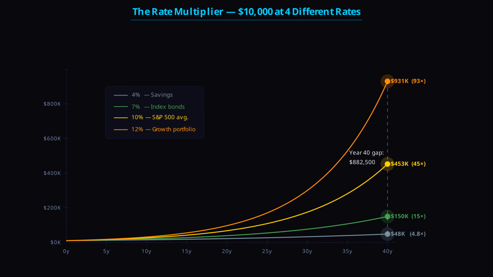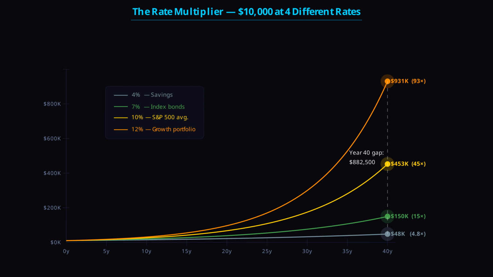At 10%, the historical S&P 500 average, $452,000, 45 times your original investment. At 12%, 400 extra basis points above the 10% benchmark, $930,000. Almost $1 million from a single $10,000 investment. The difference between 4% and 10%, same money, same time, is $400,000.